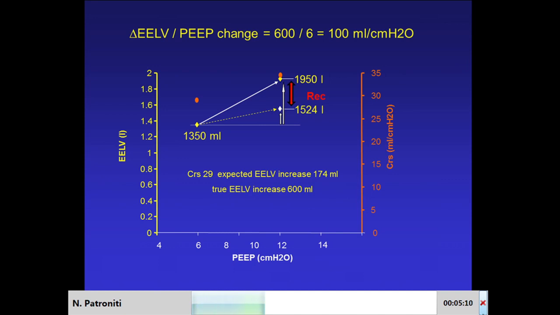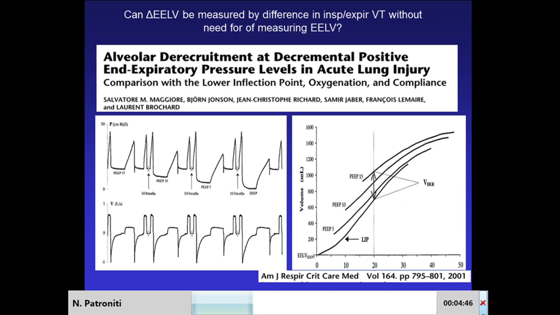Now, one would ask me, why do you have to measure the end expiratory lung volume? If I have a spirometer and a good ventilator, I can just measure the change between the 2 PEEP levels, on inspiratory and expiratory volume, and I have the same value. That's what Salvatore Maggiore and again Brochard did in this study. They had a decremental PEEP level, and they just measured the change in and out of the volume to get how much volume was going out. And they built up the same technique as with the pressure volume curves.